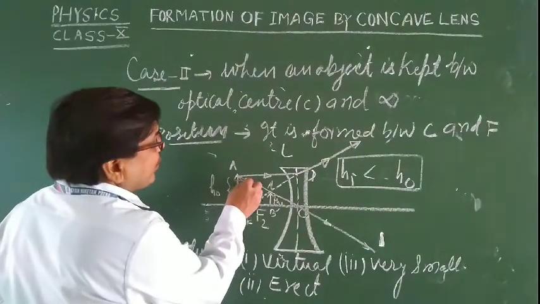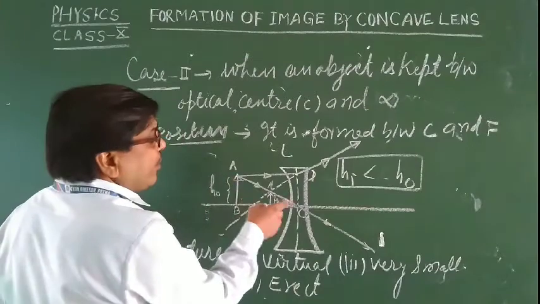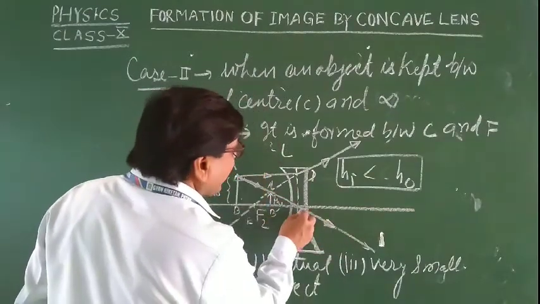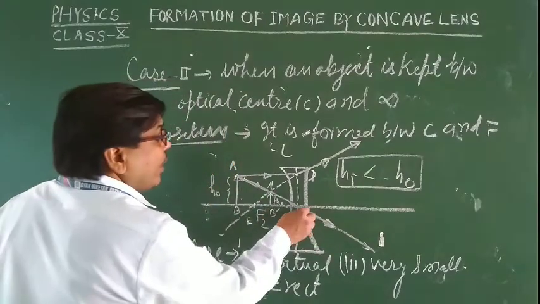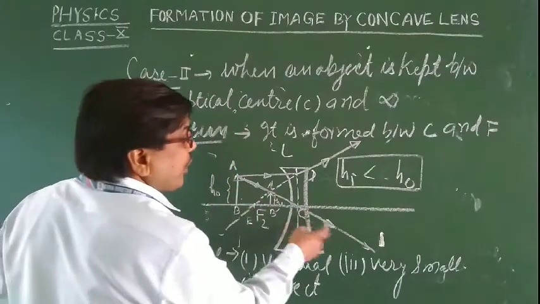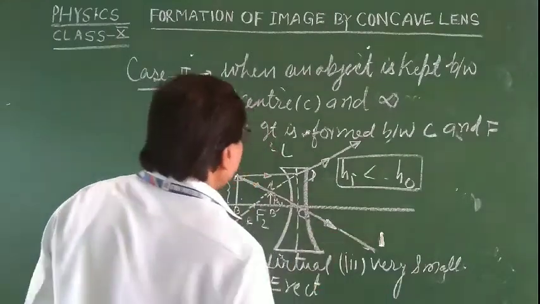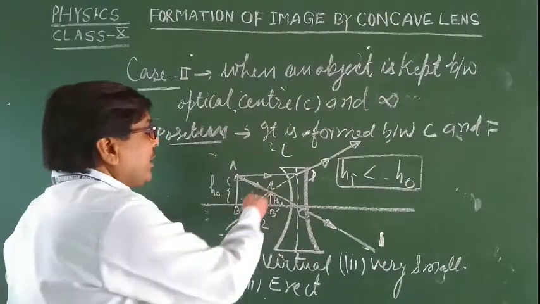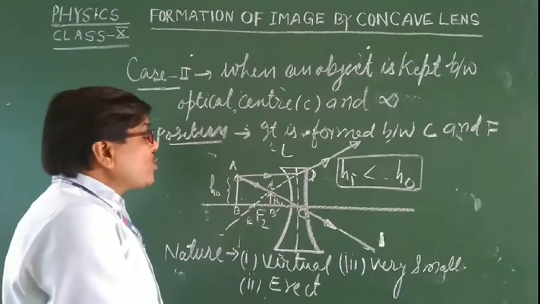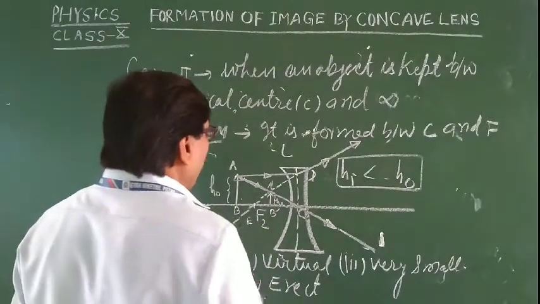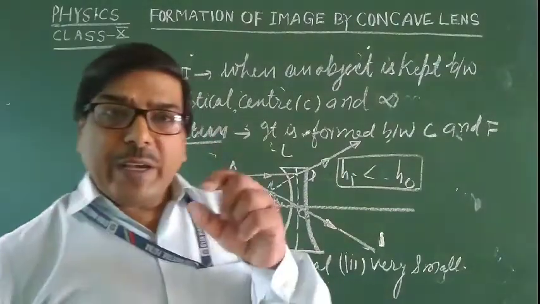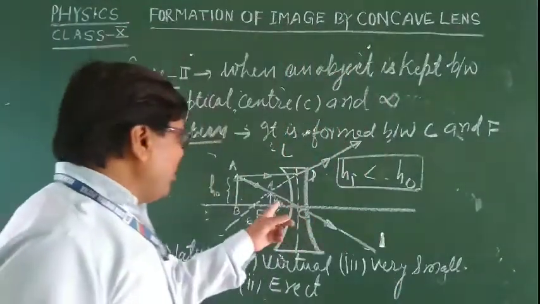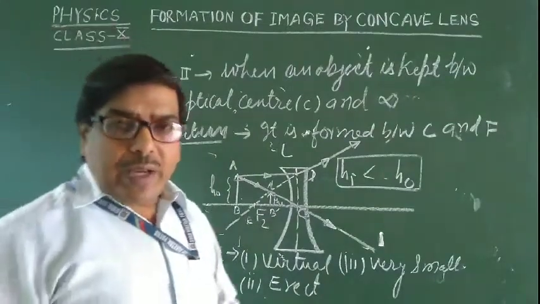And once again, the second rule: the incident ray passing through the optical center moves straight after refraction. And just see here, there is a point where the refracted rays appear to meet, where the image is formed. The image is very small, erect and virtual. Okay, thank you, thanks.